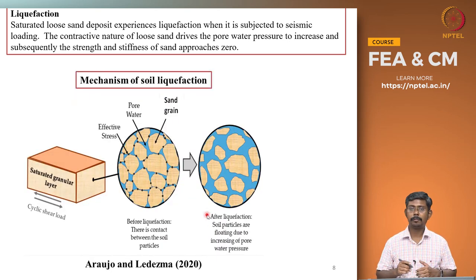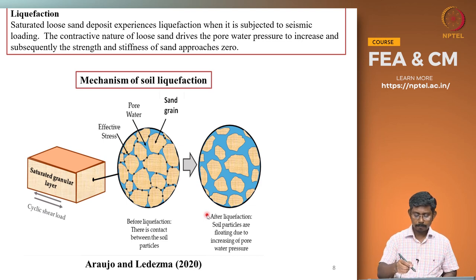Coming to the mechanism of liquefaction, the cyclic shear loading causes the increase in pore water pressure. You can see the water present between the soil particles, and here in this case there is a contact between the soil grains.